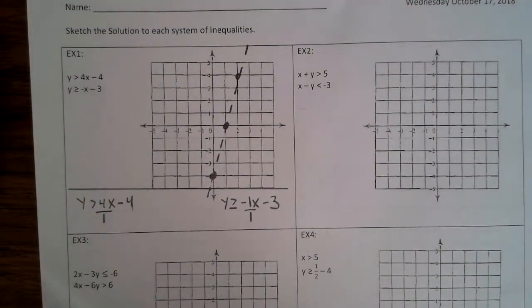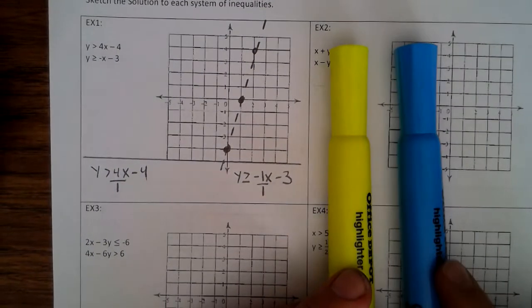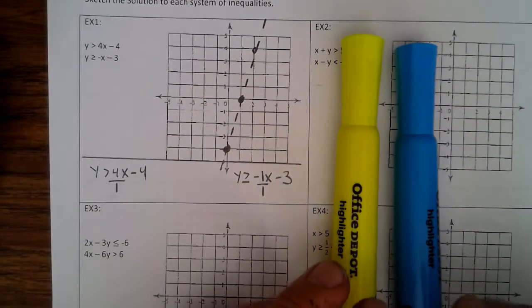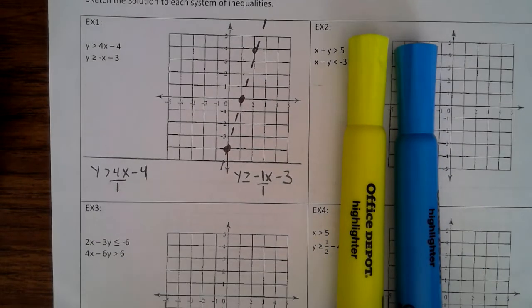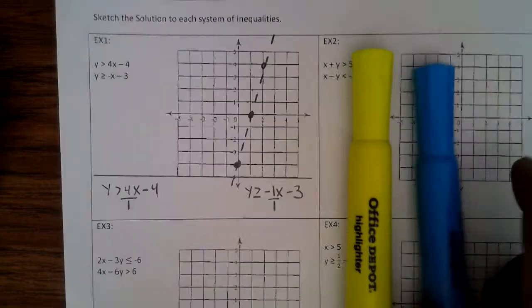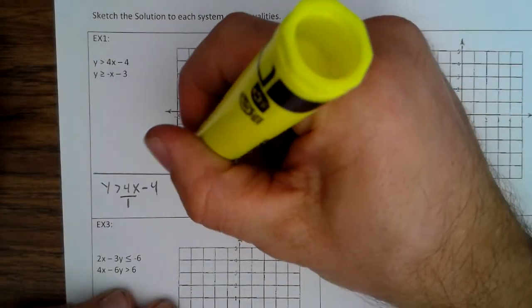Now, because it's greater than, before I do that, I'm going to use highlighters to do this. And you're going to see why in just a few seconds. So if you want to pause to get some highlighters, because it's going to do something cool as we work through the problem, okay? All right. So it's greater than, so we're going to shade above.